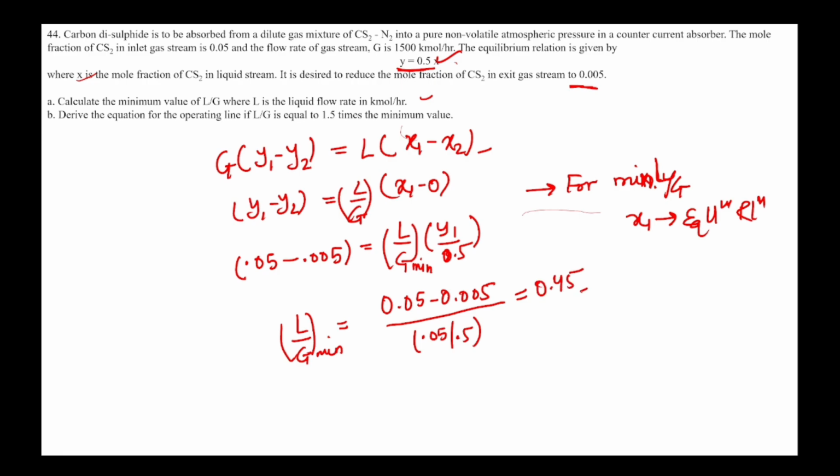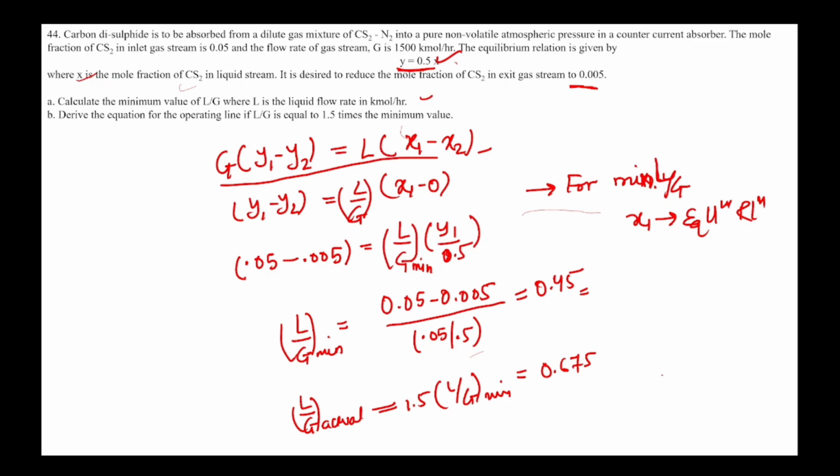Now derive an equation for the operating line if L by G is equal to 1.5 times the minimum. So the actual L by G, in which the tower is operating, is equal to 1.5 times the L by G minimum. So it will be 1.5 into 0.45, that is 0.675. Now we have to derive the equation of the operating line, so again apply this equation.